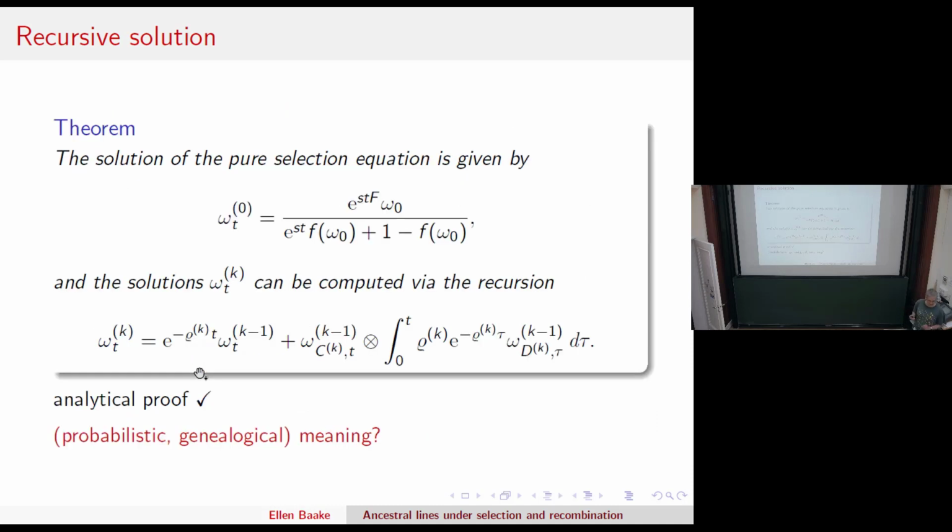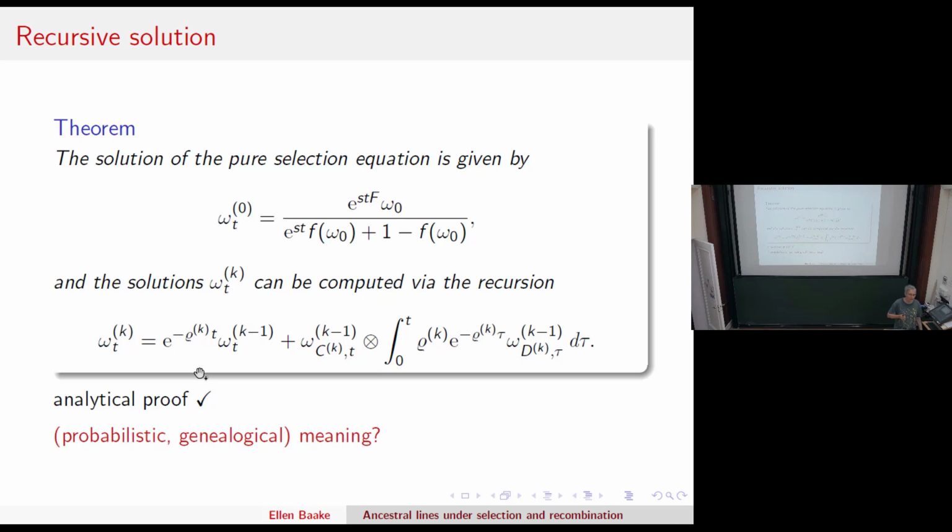So, and here's the result. This is the solution of the pure selection equation, so the start of the recursion. You are not supposed to read or understand this at this point. It's just here for you to see that it is simple and explicit. And then the solution truncated at k, we get that by a recursion, so as a functional of the previous recursion step. And once more, you are not supposed to read this at this point, and I resist the temptation to try and explain it at this point.